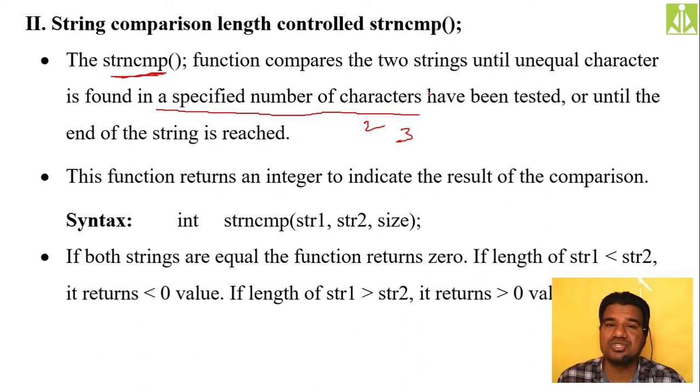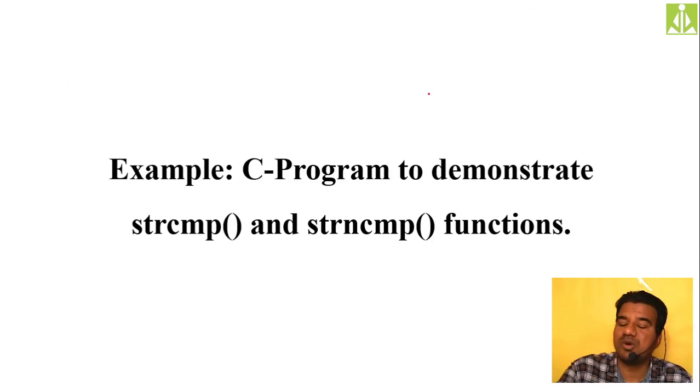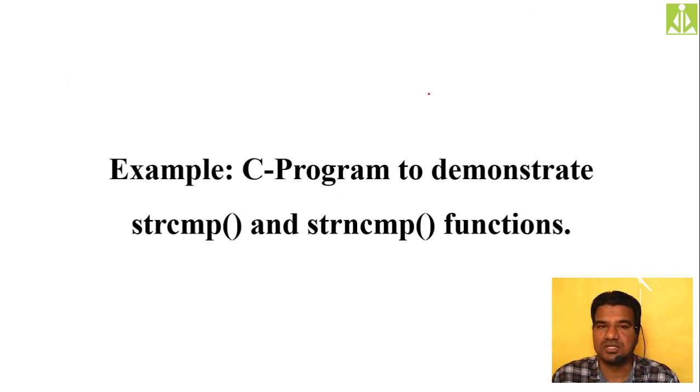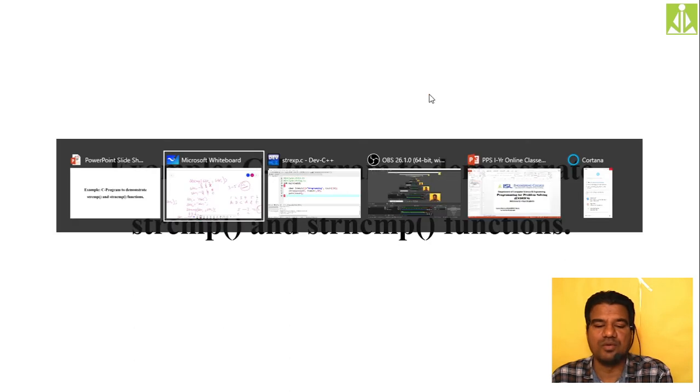And if both the strings are equal up to the specified number of characters, it will simply return a 0 to indicate the equalness. Okay, hopefully you understood. So quickly now we have to demonstrate the working of these two functions.